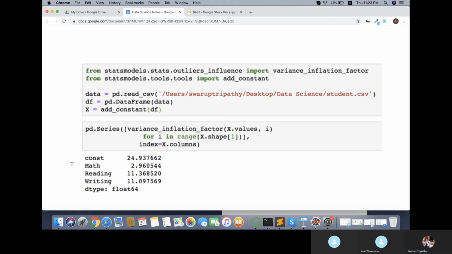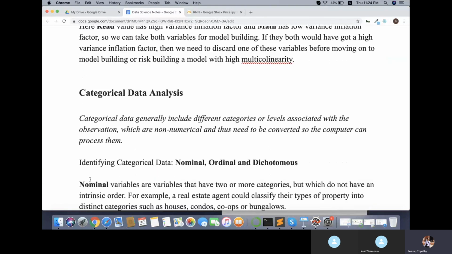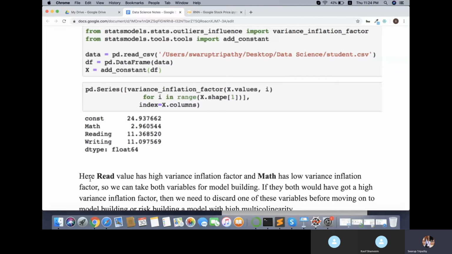Getting it? Yes. Okay, so this is how you test if there is any multicollinearity within your data set. We'll keep it till this, and next class we'll start off with something called categorical data analysis.